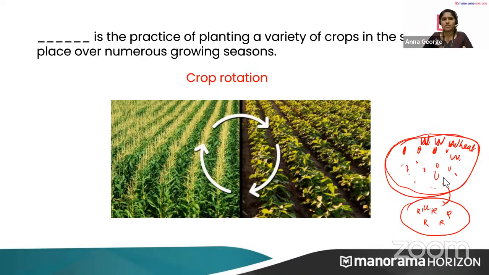Why are we rotating the crops? What is the advantage of crop rotation? Because if the first crop is grown and then removed after the growing season, the soil will be nitrogen rich, so that the next crop can use these nutrients. That is the advantage of crop rotation. Is it clear? Someone asked me to explain that again. Yeah, okay, very good. So this is crop rotation.